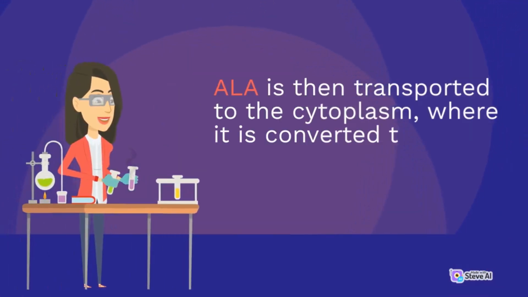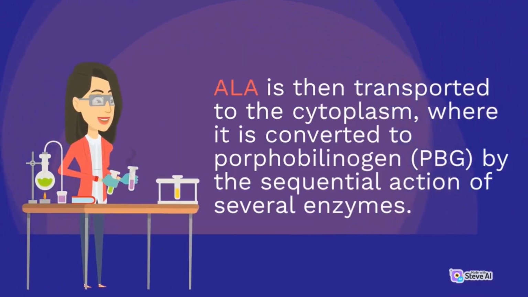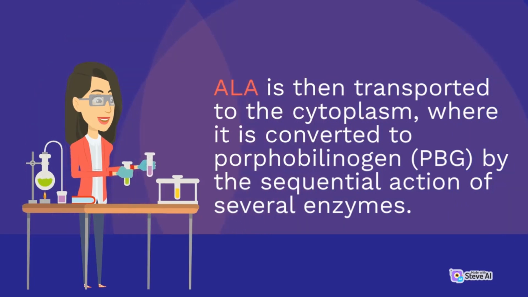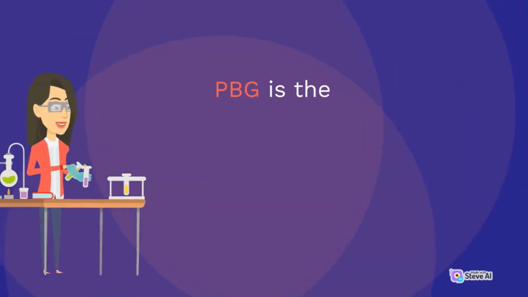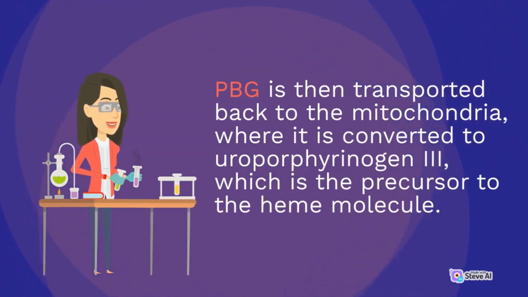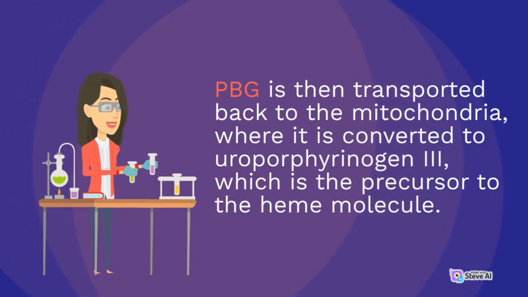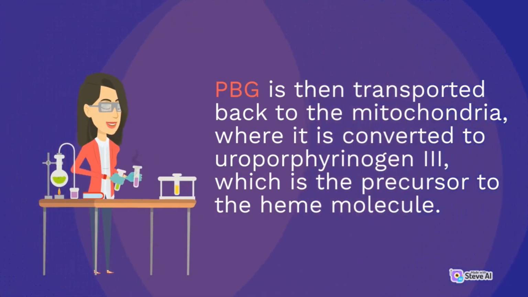ALA is then transported to the cytoplasm, where it is converted to porphobilinogen, PBG, by the sequential action of several enzymes. PBG is then transported back to the mitochondria, where it is converted to uroporphyrinogen 3, which is the precursor to the heme molecule.